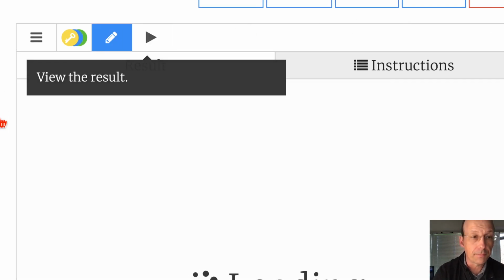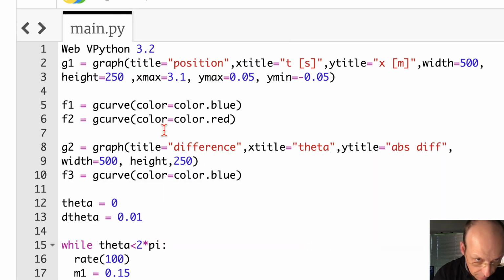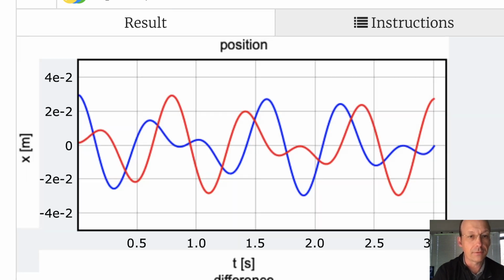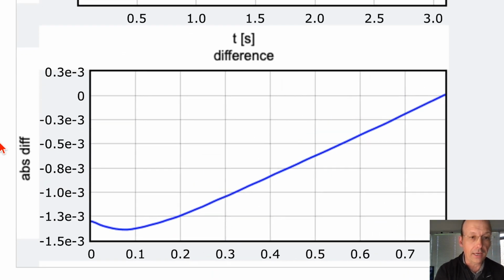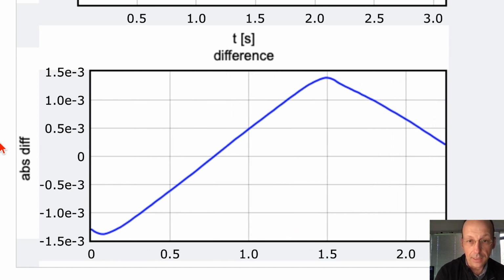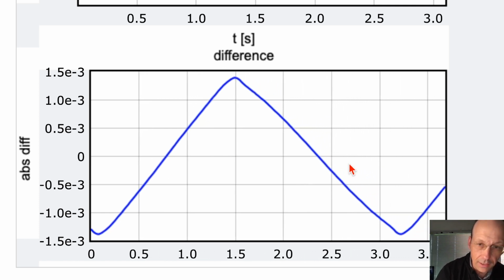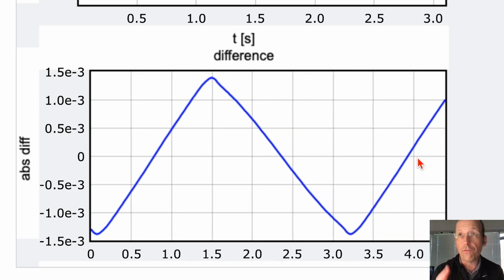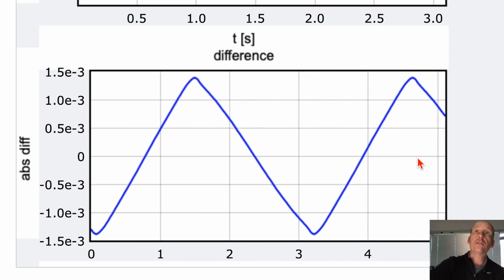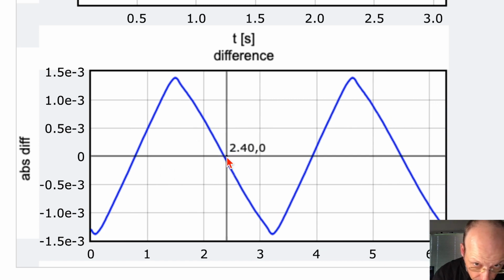Okay, let's run this. And there's an error. Can't find the variable height. Height equals. Okay, there's that. That's working. So here's my difference graph, and that's not what I completely expected. But you notice it is crossing these points right here. There should be 2 normal modes, but since you go all the way around the circle, you should actually get 4. So 1 right there, 2 right there, 3, 4.